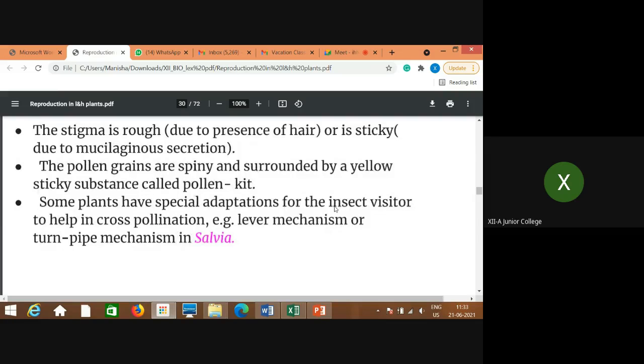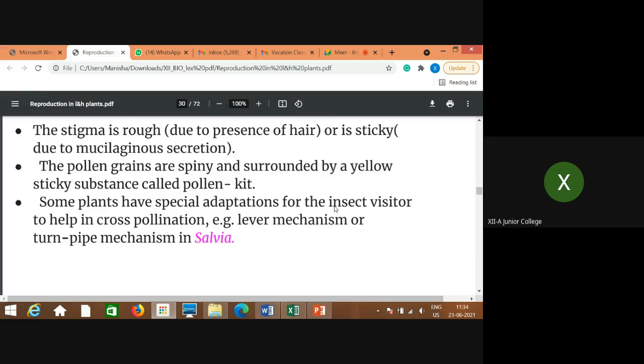Stigma is rough due to presence of hair or is sticky due to mucilaginous secretion. So either the stigma is rough or sticky. It is sticky because of the presence of mucilaginous secretion, that means it secretes sugary substances. So that is also very important, so once the pollen grain has fallen, it will not be carried away again. And the stigma is rough; again, this hairy stigma helps to receive the pollen grains. So that is also helpful.